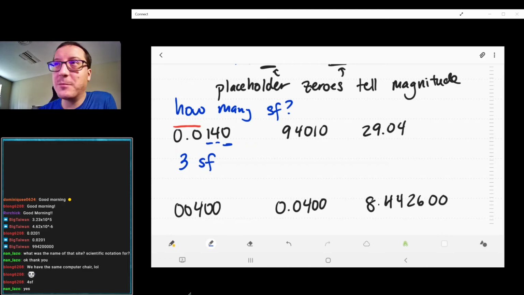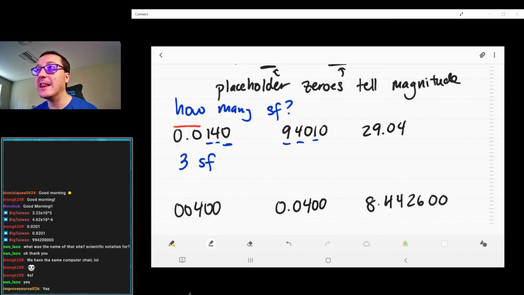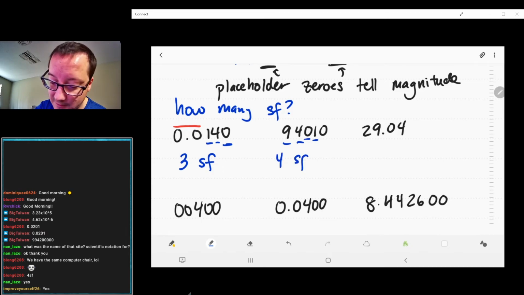All right, looking at the next number, non-zeros. Let's go ahead and just get those out of the way. Do we have any leading zeros here? No leading zeros. Nothing in front, right? Do we have zeros in between? I see a 0 in between the 4 and the 1, so that's going to count. Remember, zeros in between are good. They are significant. And then we have a 0 at the end. Do we have a decimal point in the number? No decimal point. So this number will have 4 significant figures.